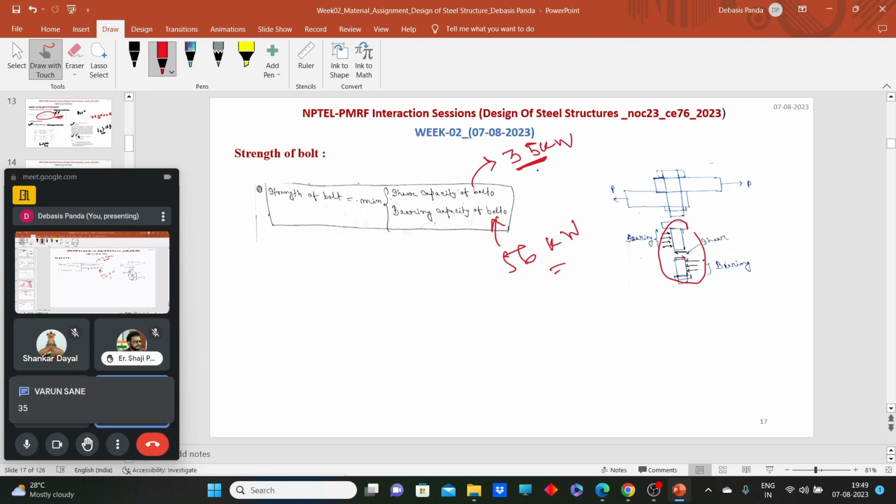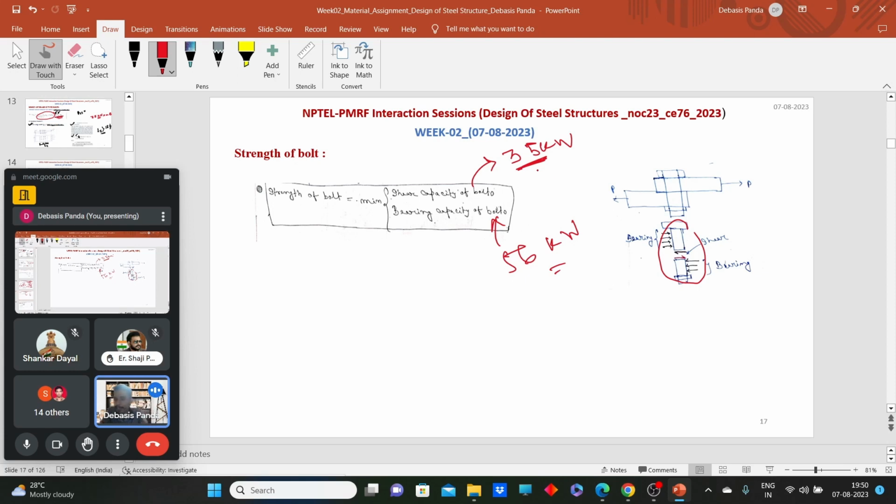So now we can understand how to calculate the strength of the bolt. Now, as I said, a joint is made up of the plate and the bolt. So we have come across the strength of the bolt.